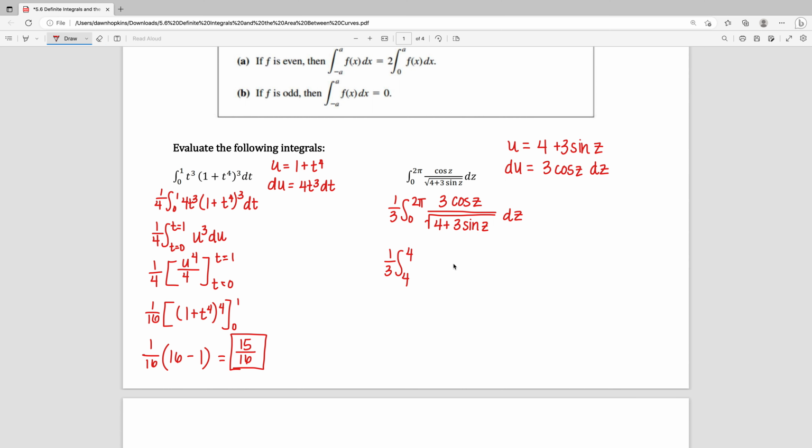And I end up with 1 over the square root of u du. But in a sense, this doesn't matter because I'm integrating and my upper and lower bounds are the exact same number. And if you remember, when the upper and lower bounds are exactly the same, I end up with a 0. Technically, it's 1/3 times 0, but it's still going to be 0.